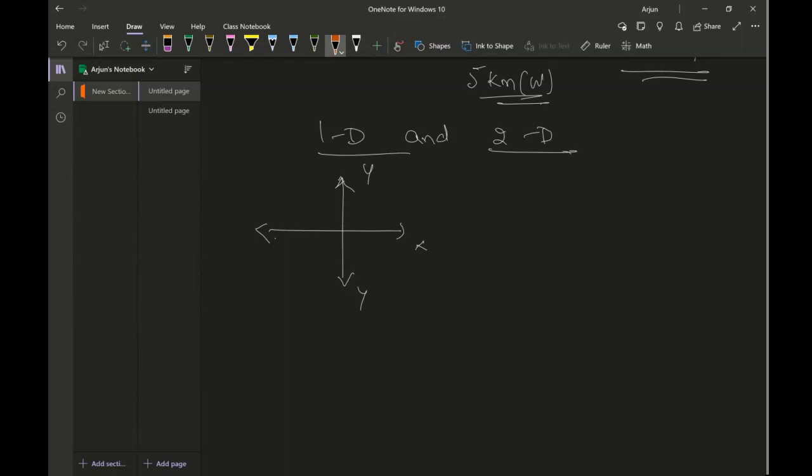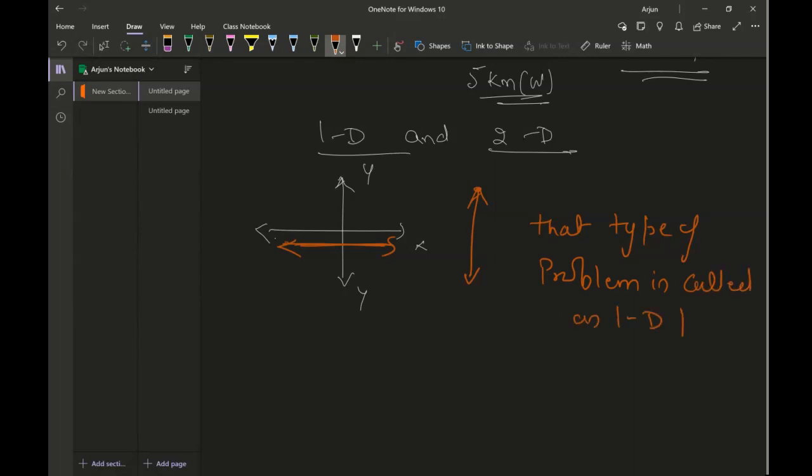If the object is moving along the x-axis or along the y-axis, that type of problem is called a one-dimensional problem.